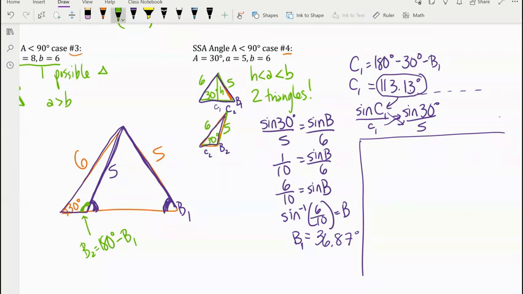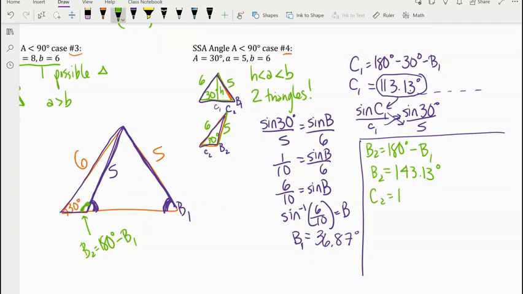So when I solve this second triangle here, b sub 2 is going to be equal to 180 minus whatever b sub 1 was. So that's 180 minus 36 point whatever, and that's 143.13. And again, that is rounded. So in my calculator, I've kept many other decimal places. But that's going to be my b sub 2.